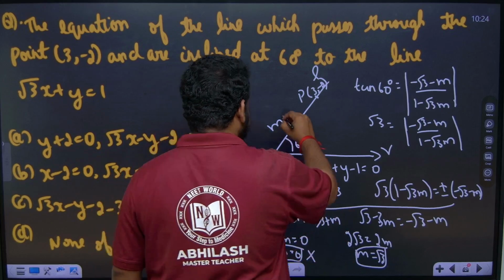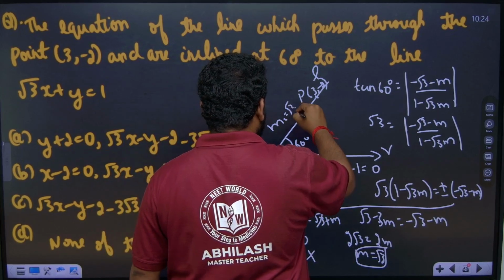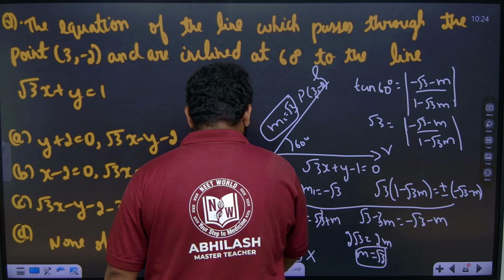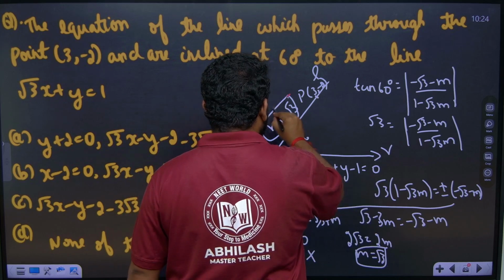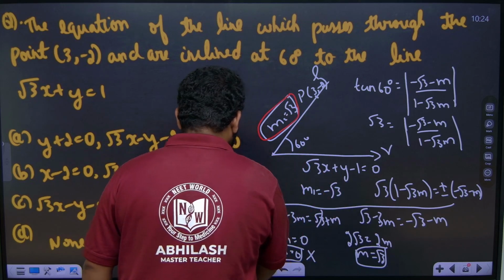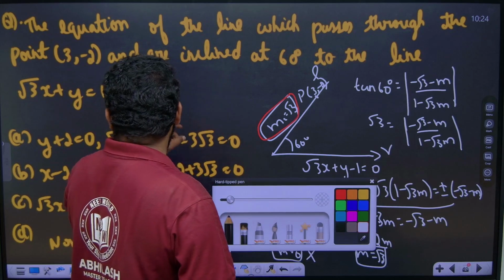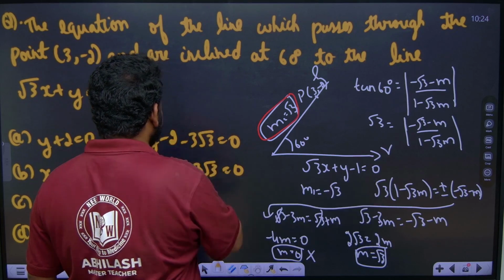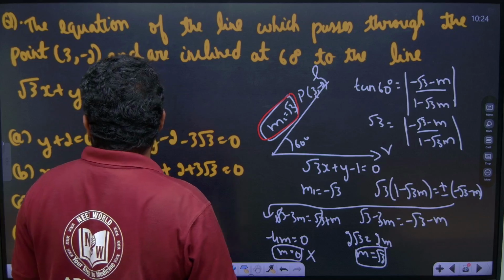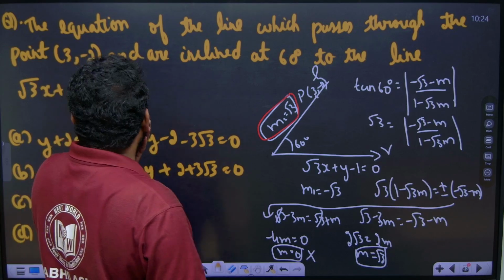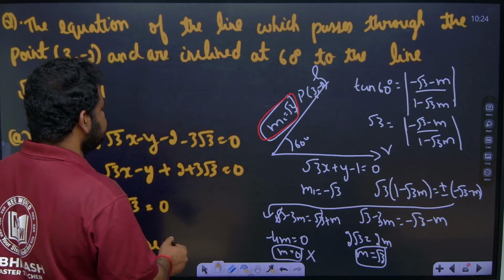So we got this m2 as root 3 now. Okay, so let me write it like this. We got it now after solving: m is equal to root 3. Now we have to find the equation of the line. To find the equation of the line, see here. Okay, we have to find the equation of the lines. So what I can do, I got this one.